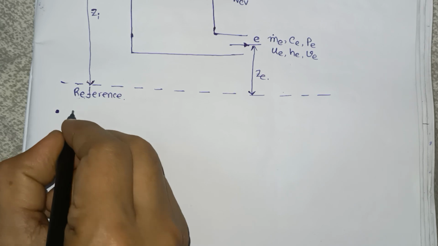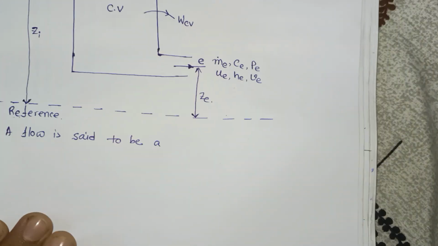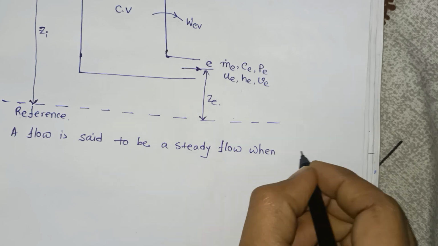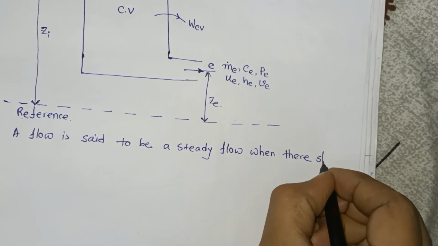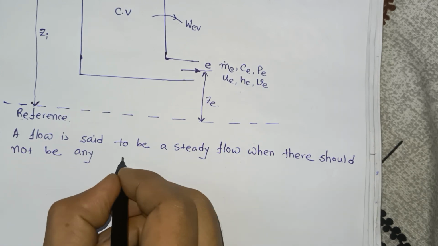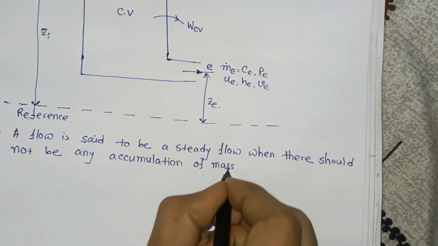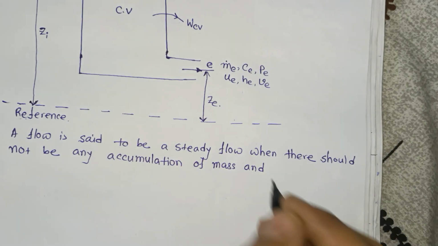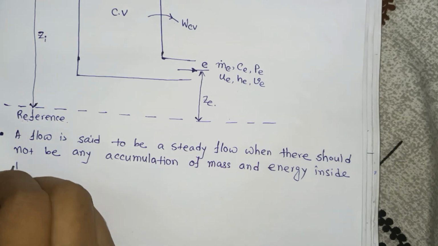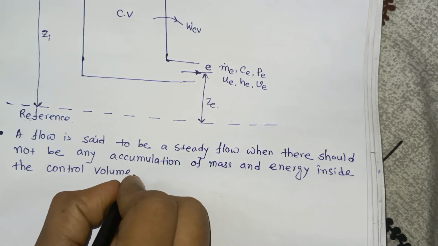A flow is said to be a steady flow when there should not be any accumulation of mass and energy inside the control volume. Okay, this is known as steady flow.